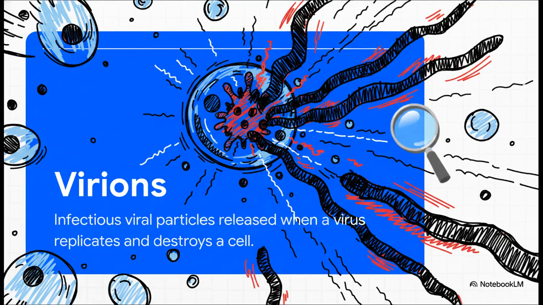And finally, virions. These are the actual individual infectious viral offspring. When a virus, like Ebola, invades a host cell, it basically turns that cell into a hijacked factory, eventually bursting it open to release massive numbers of infectious virions to aggressively spread the disease further.